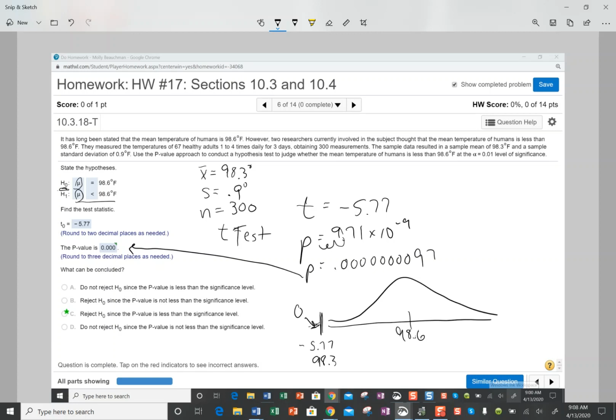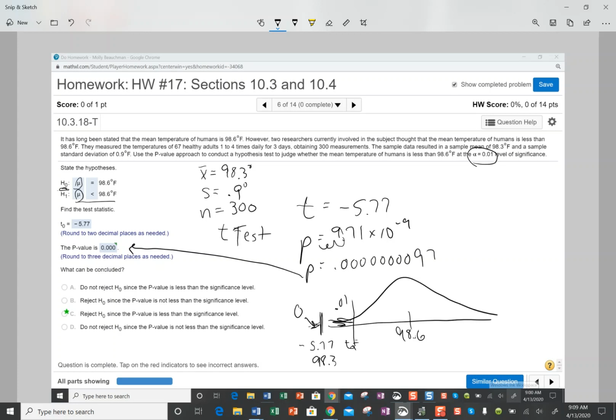So here's the reasoning behind hypothesis tests. That's really far away to be considered unusual. As a matter of fact, if the temperature really was 98.6, then the probability that you'd get 98.3 average from 300 people is almost 0. It's so small it's almost 0. The level of significance, the 0.01, tells you your cutoff. So the 0.01 is this area right here. There's a t-value that goes with it that's called the critical value.